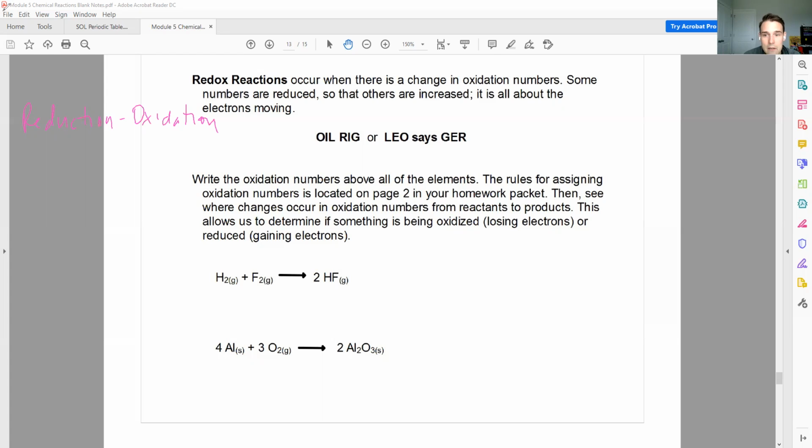What does that mean? Well, we look at OIL RIG in order to help us with that. What the heck does OIL RIG mean? So oxidation is loss, reduction is gain. Here we're talking about oxidation is loss, reduction is gain of electrons. So we're losing and gaining electrons, and that's based off of our oxidation numbers. So redox reactions are with the electrons moving from reactants to products.